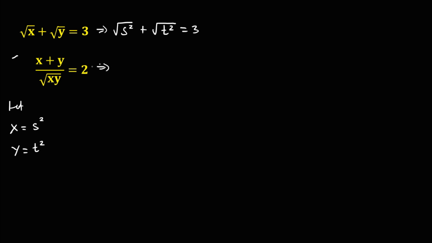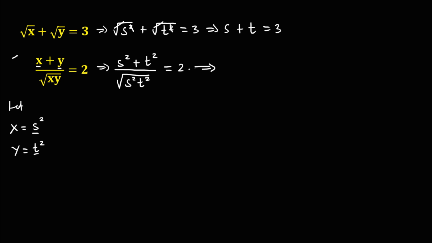And for this equation, since x is s to the power 2 plus y, that's t to the power 2, over the square root of s to the power 2 times t to the power 2, equals 2. Then from this first equation, we can omit this radical. So we have s plus t equals 3.